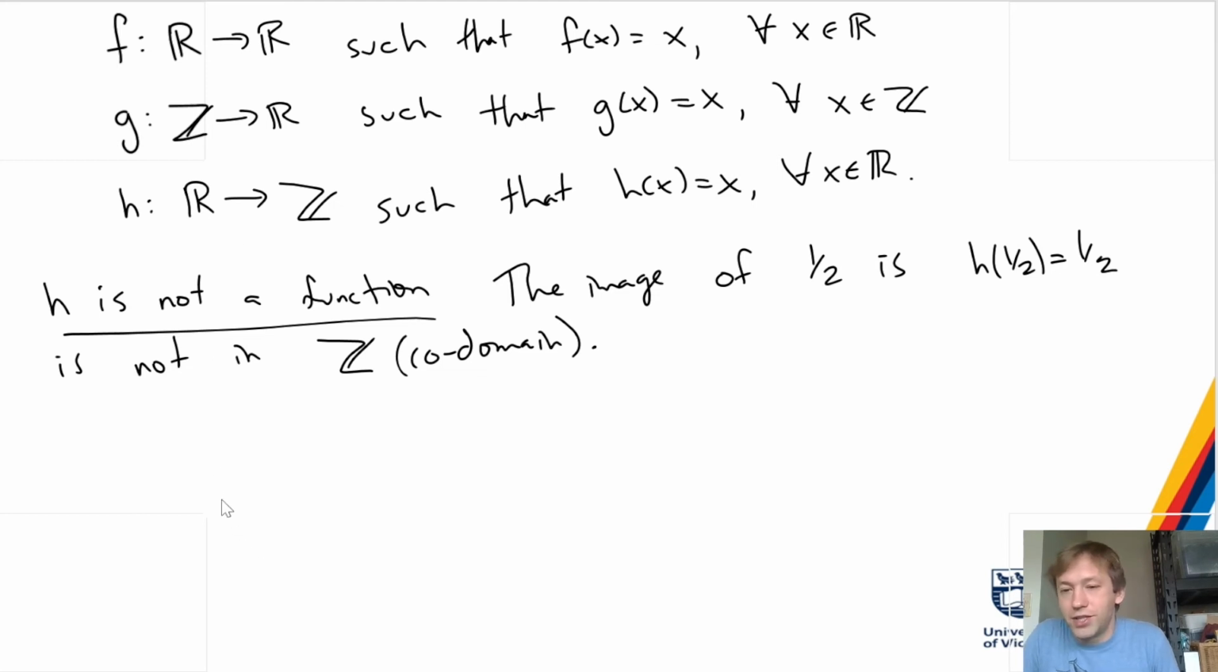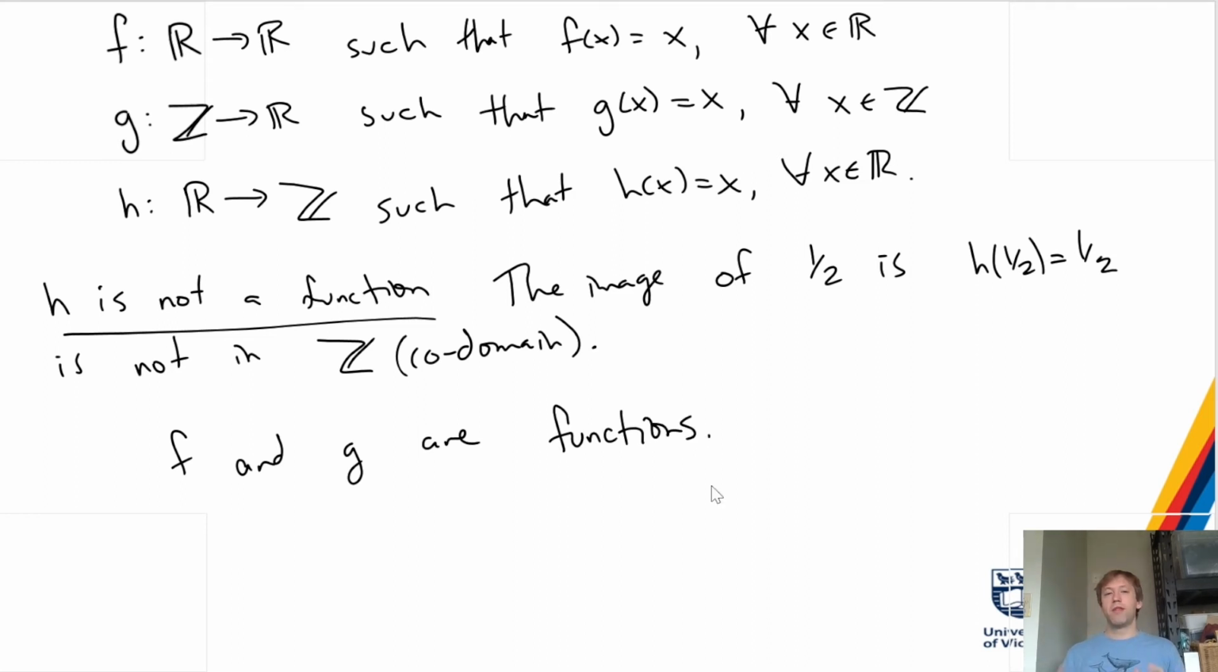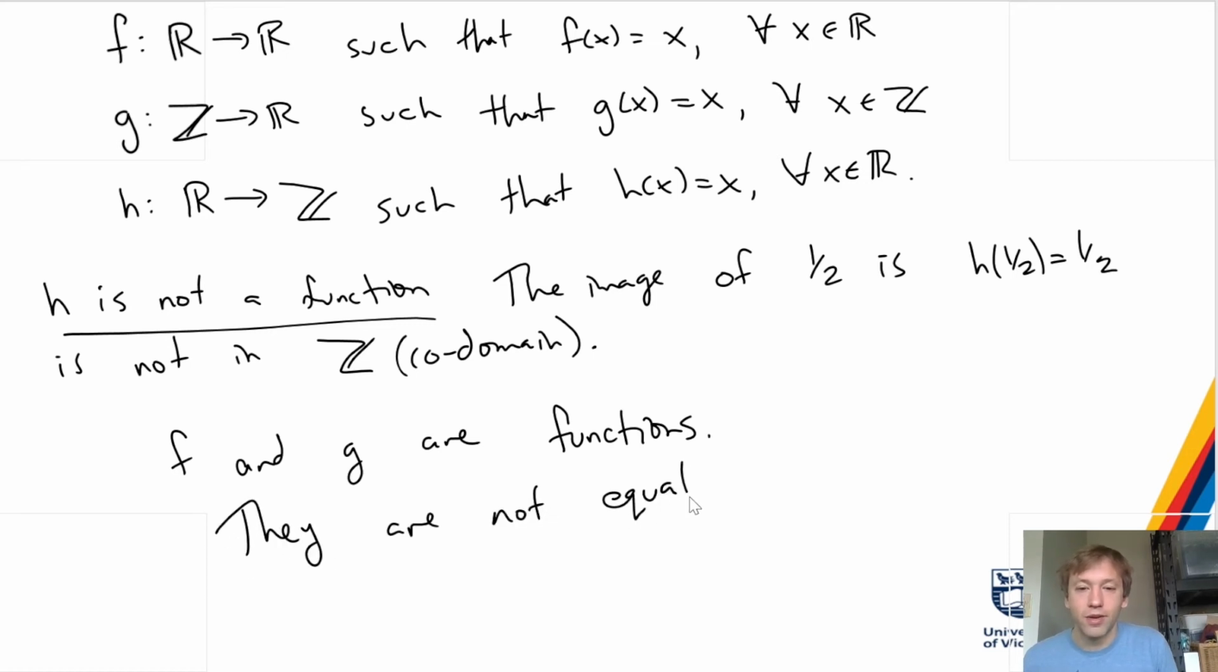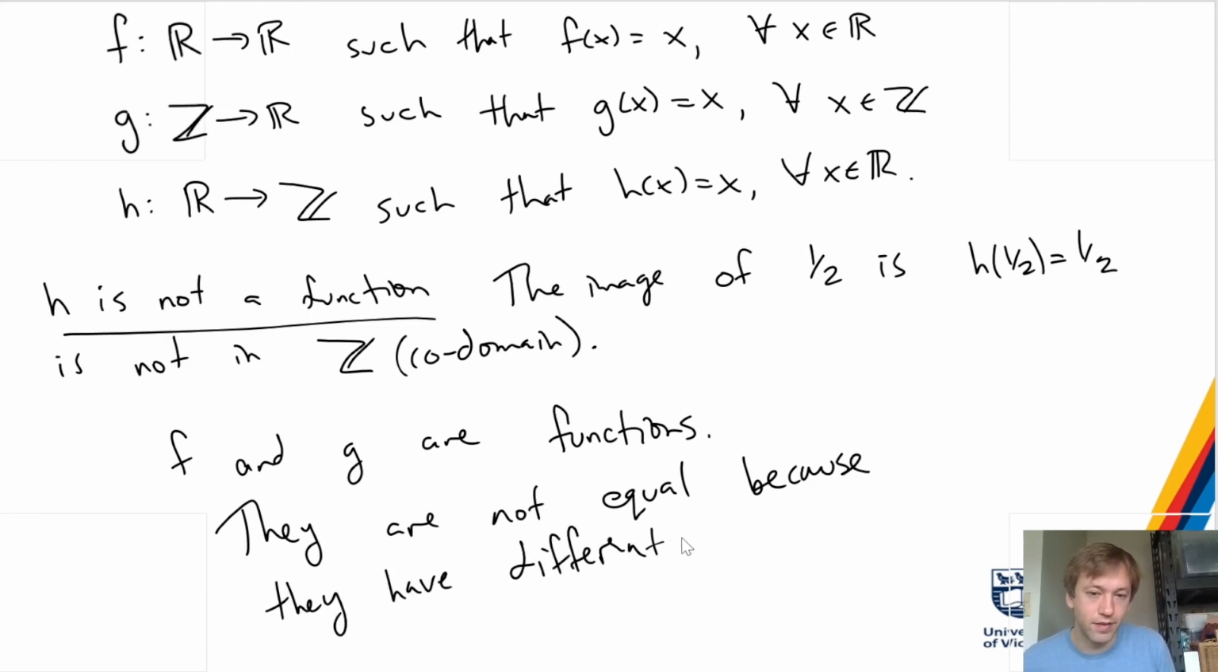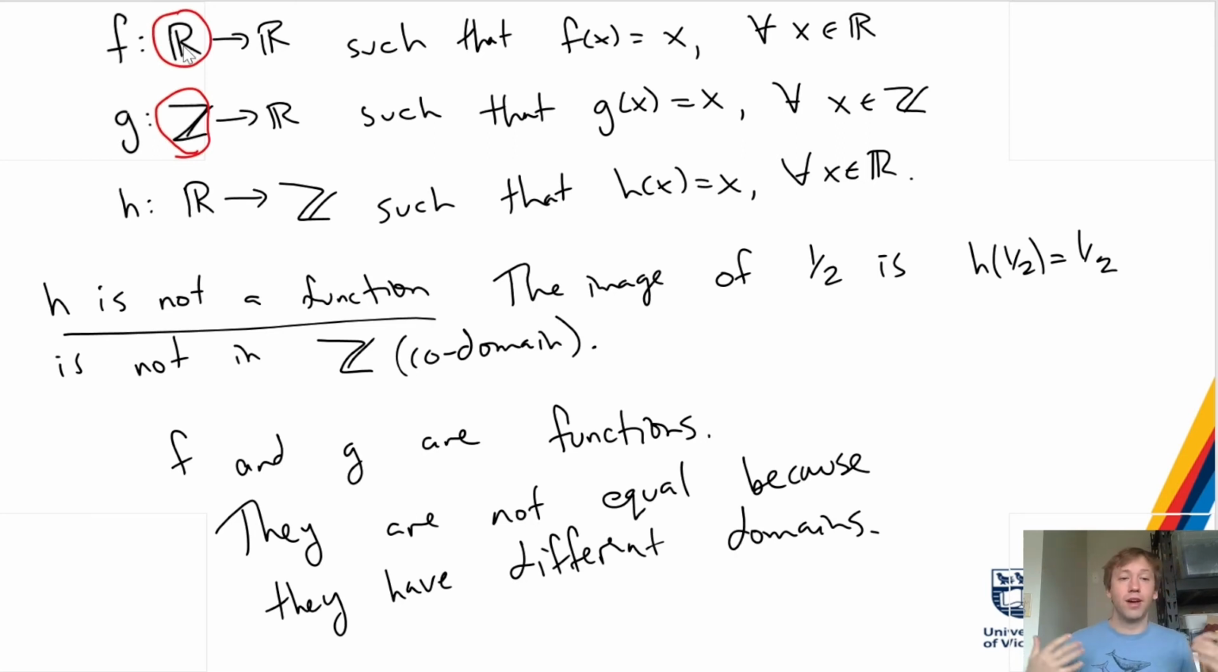Now let's talk about f and g. So f and g are functions. You can check the definition of function; if you think of them as relations, you can see that they are proper functions. It might seem like they're equal, but they're not the same function. They're not equal because they have different domains. The domain of g is the integers, whereas the domain of f is the reals. So if two functions have different domains, they can't be the same function.